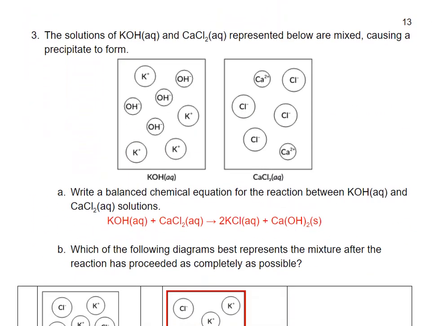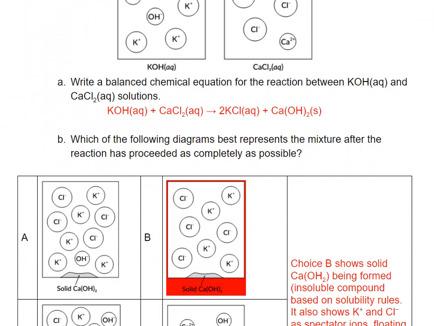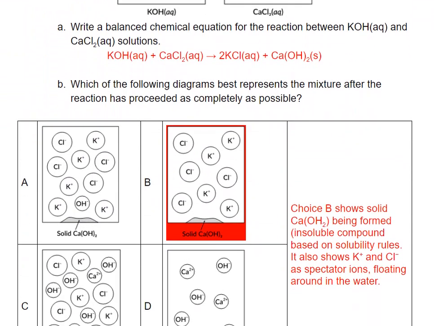Question 3 is showing us a solution of potassium hydroxide and calcium chloride. So we need to write the chemical equation for this reaction. So these are both aqueous solutions. They're going to react and form a precipitate, which is calcium hydroxide. And our potassium and chloride ions would remain aqueous.